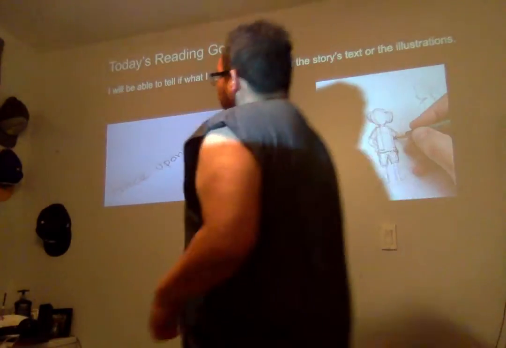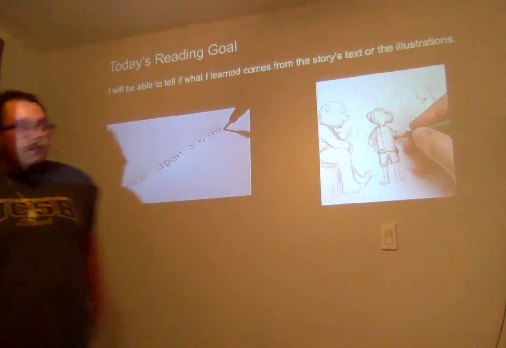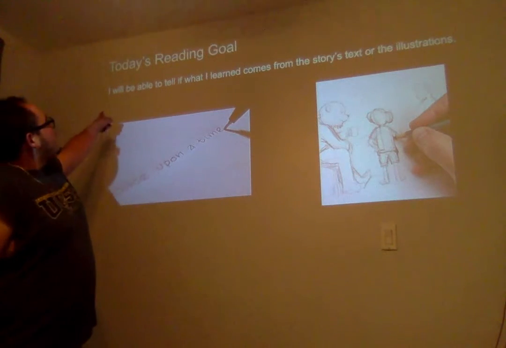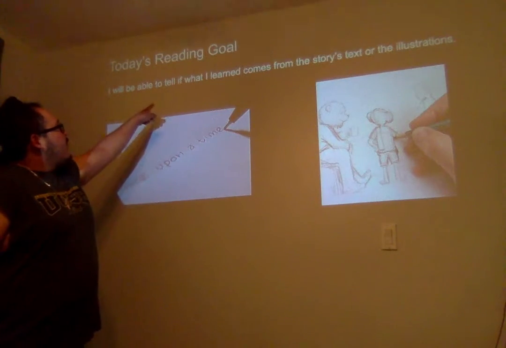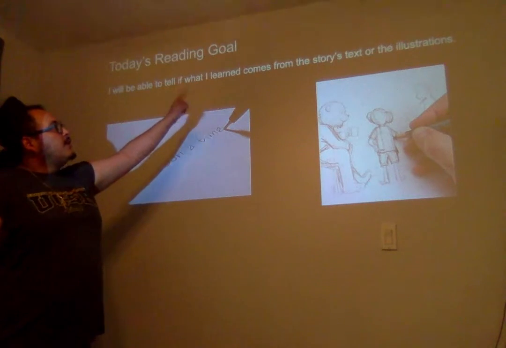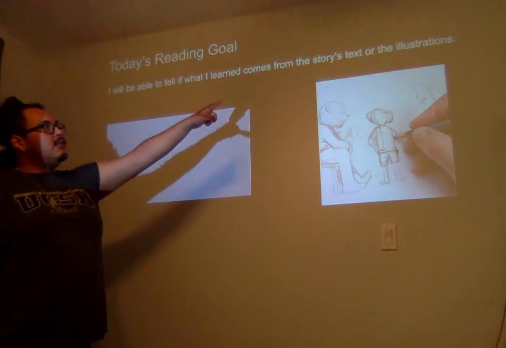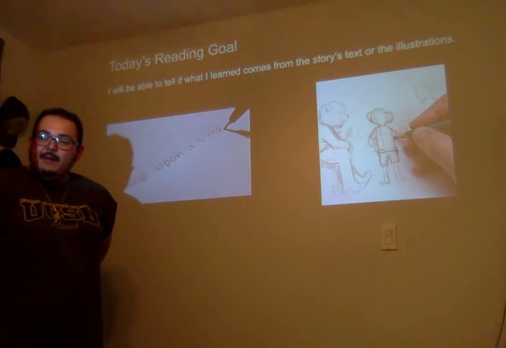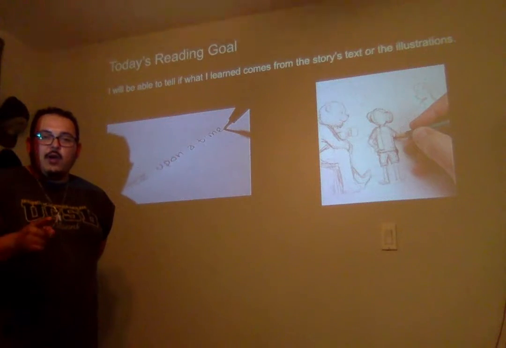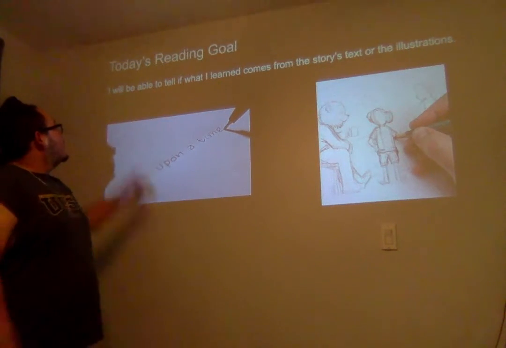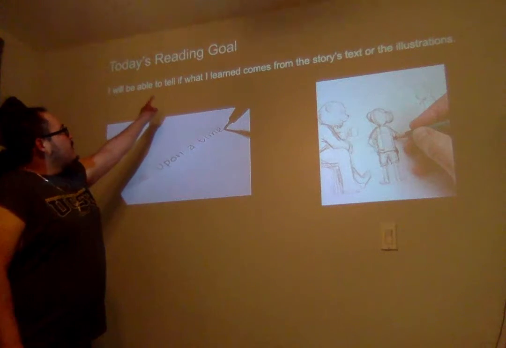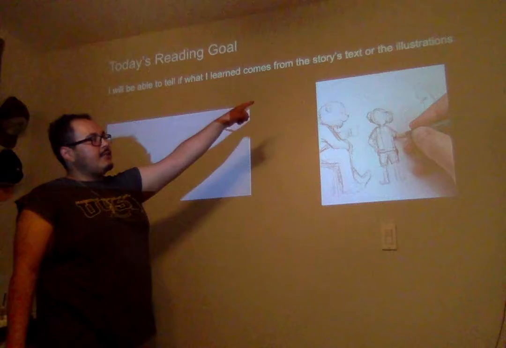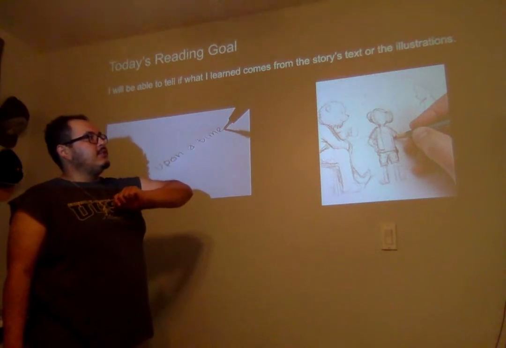All right. So for our reading goal today, I'm going to go ahead and read it for you, and then we'll read it together aloud. It says, I will be able to tell if what I learned comes from the story's text or illustrations. All right, are you guys ready? On the count of three. 1, 2, 3. I will be able to tell if what I learned comes from the story's text or illustrations.